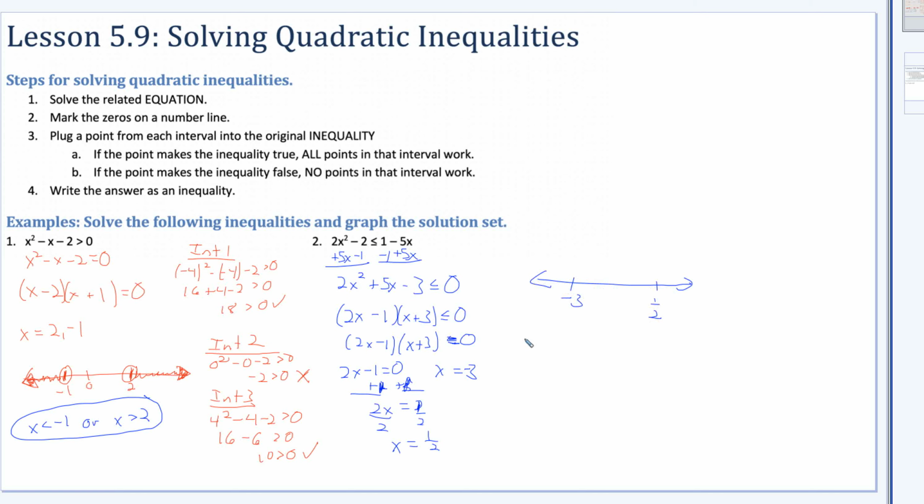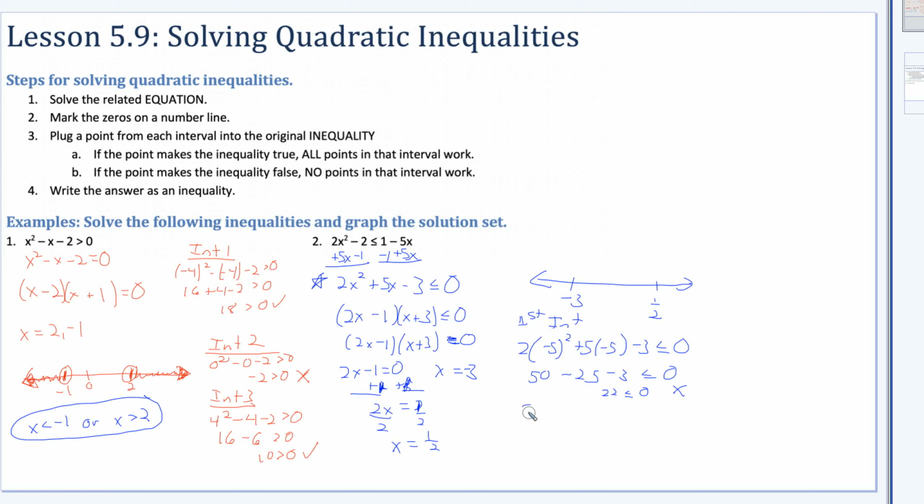So let's try negative 5. And what we're going to do is put that in this one right here. So we have 2 times negative 5 squared plus 5 times negative 5 minus 3 is less than or equal to 0. We're checking if this is correct. So this is our first interval, or interval 1. This is 25 times 2 is 50, minus 25, minus 3. That's going to be 22, and 22 is not less than or equal to 0. So this does not work, so we're not going to highlight in there.